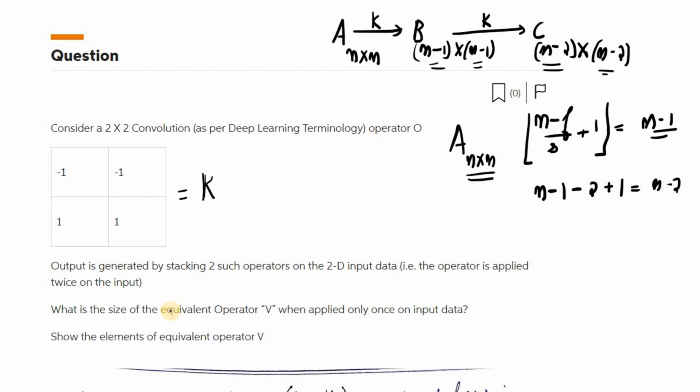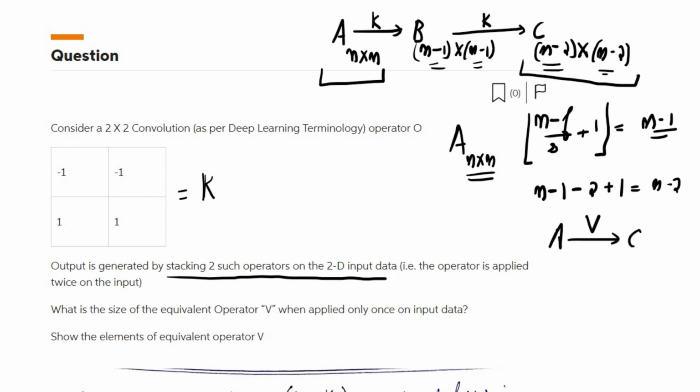And over here it said that output is generated by stacking two such operators on 2D input data. So A was our 2D input data. This is one such operation, this is second operation, and this is like the final result we are getting. Now we need to find an equivalent operator which will help me in moving from A to C directly without us having to perform the convolution twice.